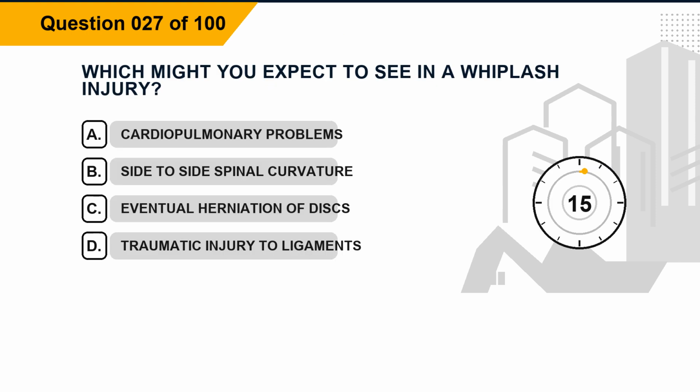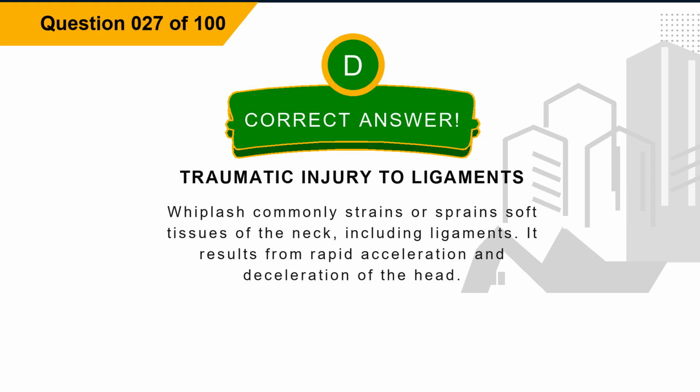Question 27. Which might you expect to see in a whiplash injury? Option A. Cardiopulmonary problems. Option B. Side-to-side spinal curvature. Option C. Eventual herniation of discs. Option D. Traumatic injury to ligaments. The correct answer is option D. Traumatic injury to ligaments. Explanation. Whiplash commonly strains or sprains soft tissues of the neck, including ligaments. It results from rapid acceleration and deceleration of the head.